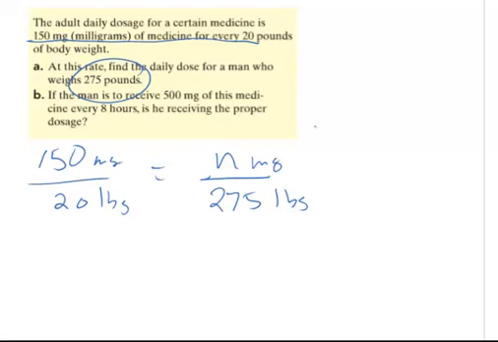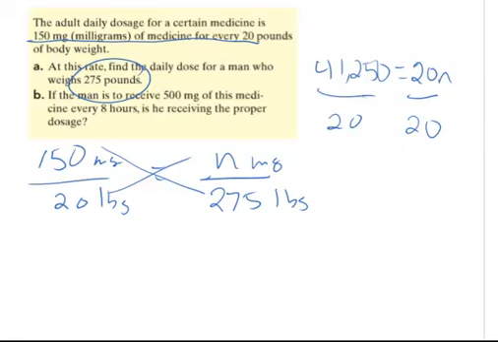So again, my first step here is I'm going to take my calculator and cross multiply. 150 times 275 is 41,250 equals 20 times n, which is 20n. So now my next step is I need to divide both sides by 20. If I take 41,250 and divide it by 20, I'm coming up with 2,062.5 milligrams. Okay?